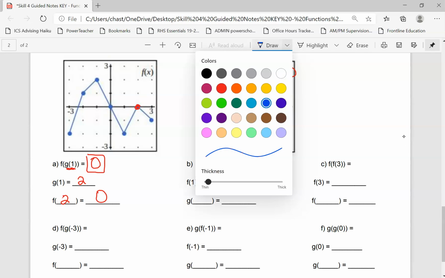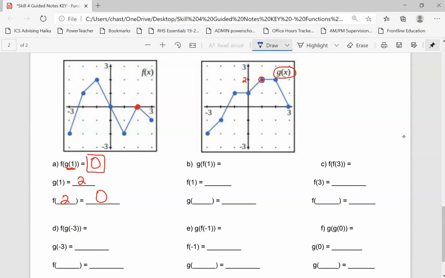We'll do a different color here. If I do g of f of 1, I look up f of 1. f of 1 is -2. Now I go to the g function and look up g of -2, which gives me -1. So g of f of 1 is -1.